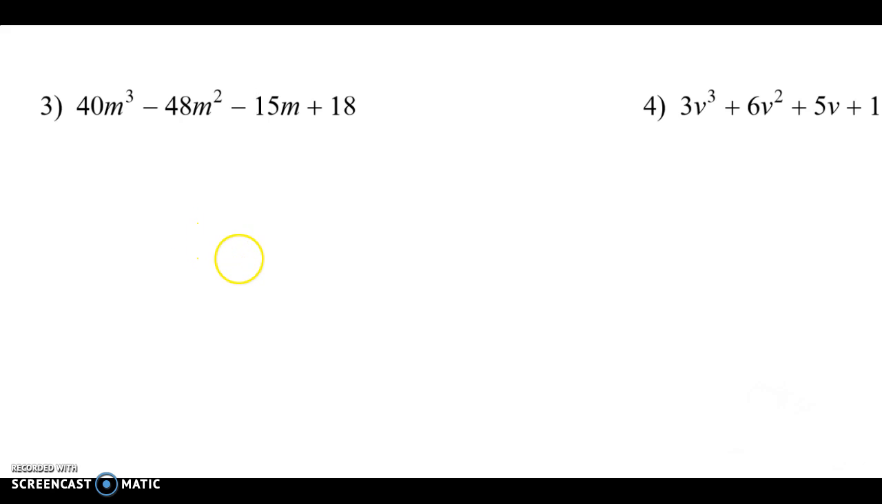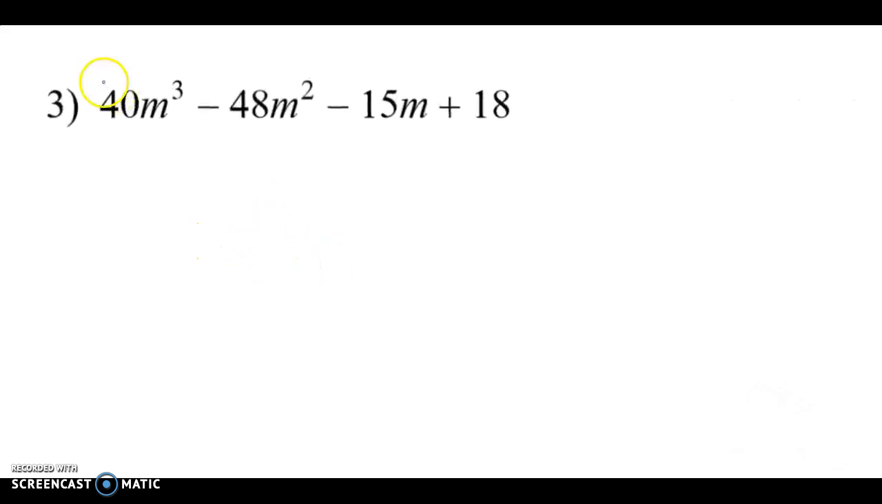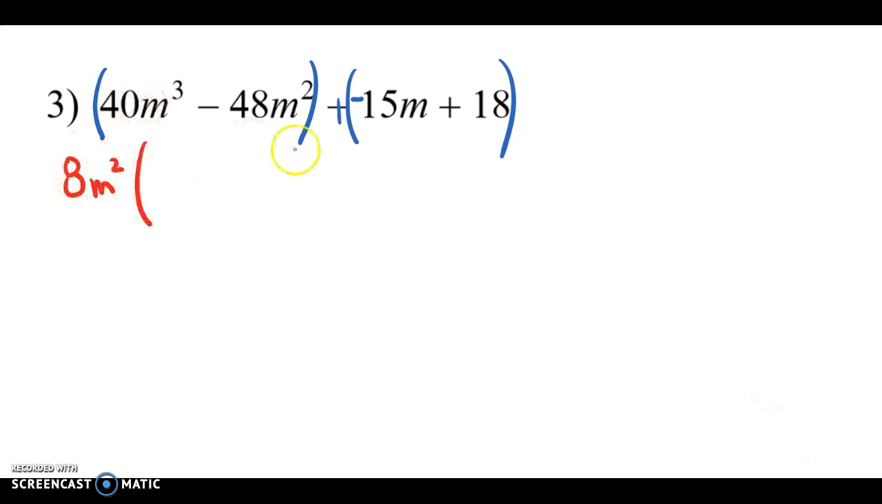Here is problem number 3, and we'll group the first 2 together, stick a negative sign right there, and group the last ones together. And I can do that again because there's no GCF that goes into all 4 of those terms. GCF here is going to be an 8m squared. It's really important you get the biggest common factor, not just a common factor. And when you factor that out, you're going to get 5m minus 6.